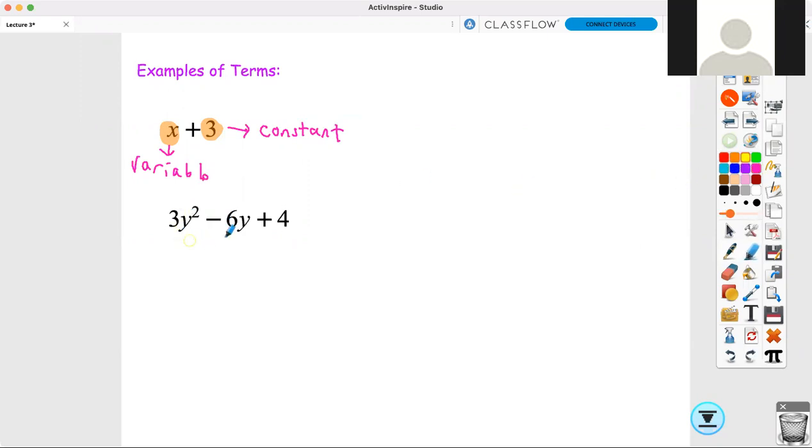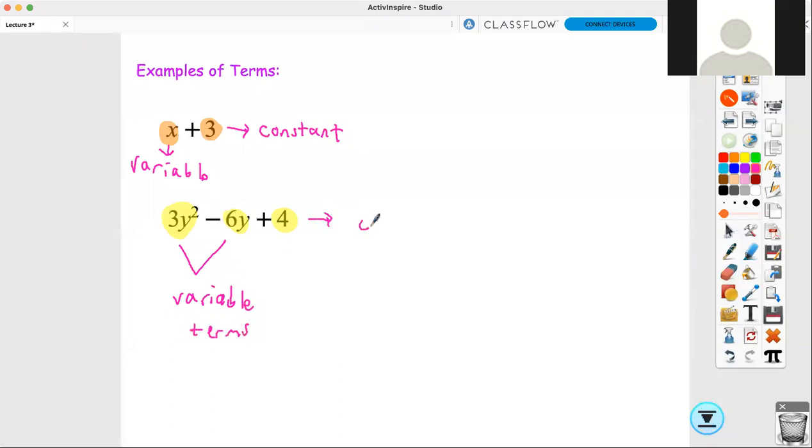Now, how many terms do y'all see in the second expression here? I heard 1 and 2. Anyone agree, disagree, or have a different idea of how many terms we have here? Remember, what separates a term? A plus and a minus. So look again. We have 3 terms. We have 2 variable terms, and we have 1 constant term.